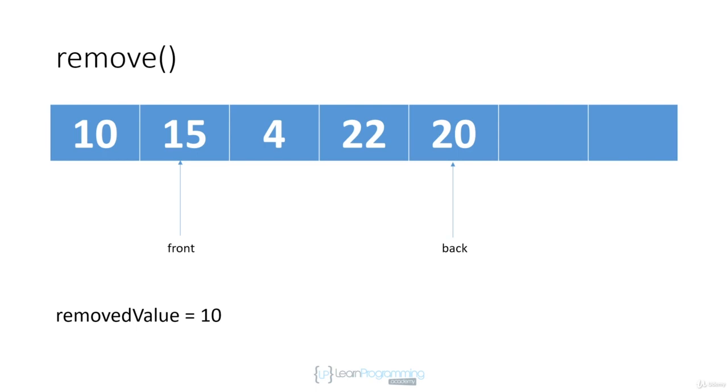So if you add an item, the back pointer will change, and if you remove an item, the front pointer will change. And of course, if we were now to peek, the peek value would be 15, but nothing in the queue changes. So when we peek, we get the item at the front of the queue, but we don't remove it from the queue. So nothing changes, the front pointer will not change.